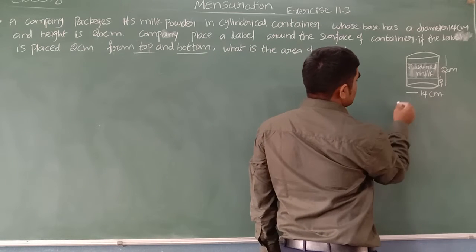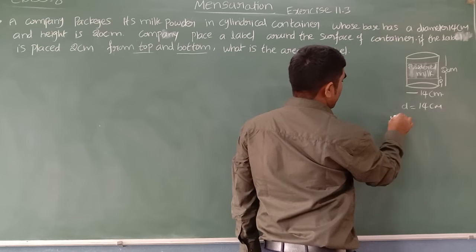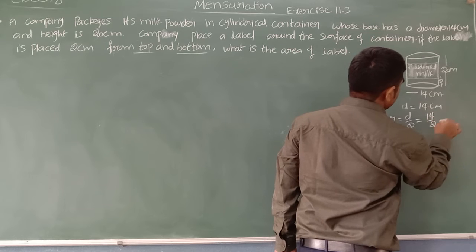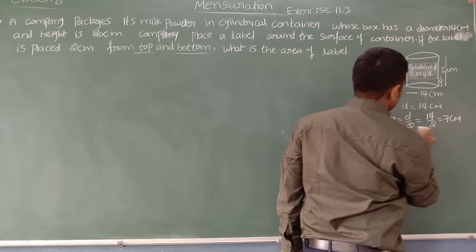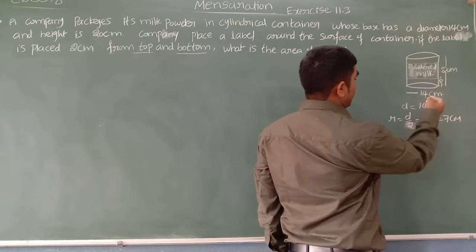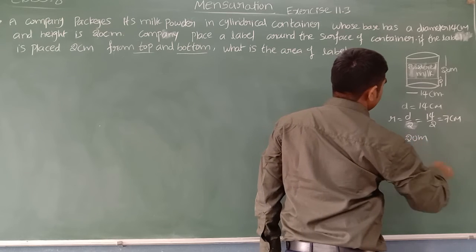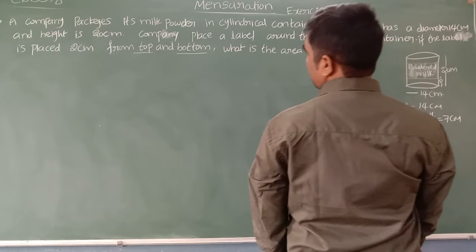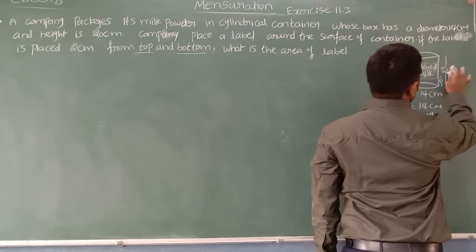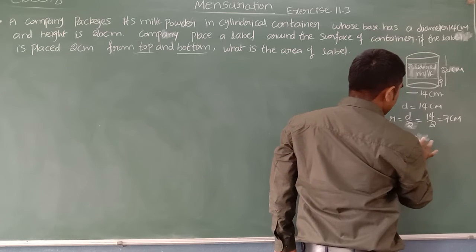See, they give diameter is 14 centimeters. So radius is equal to half of diameter, which is 14 by 2, equal to 7 centimeters. Then what is the height? Height also we need to find. They say height is 20 centimeters and diameter 14 centimeters. From height 20 centimeters.